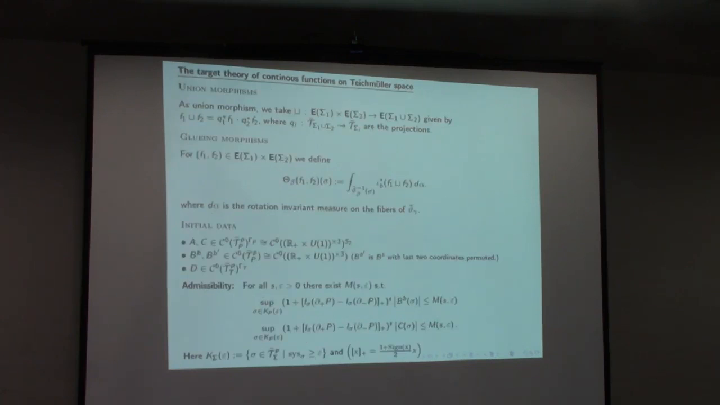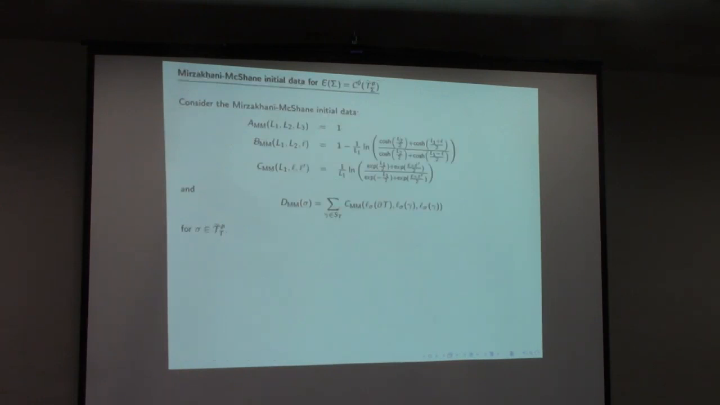I then showed you the gluing maps and the disjoint union maps, and these particular analytic estimates that I need in order to make this work with the sums. But then we were getting into the Mirzakhani-McShane initial data. The point about this, as we discussed, was that you make these very explicit A, B, C, which only depend on the lengths of the boundary components of the pair of pants.